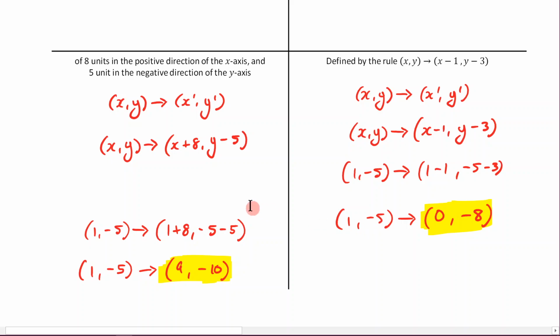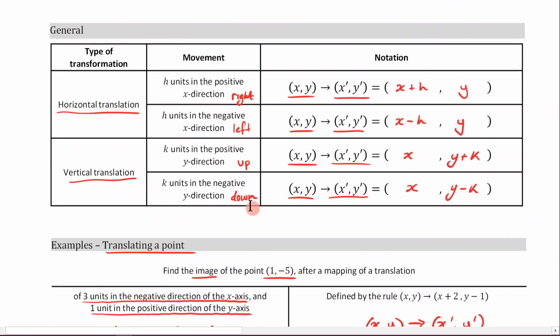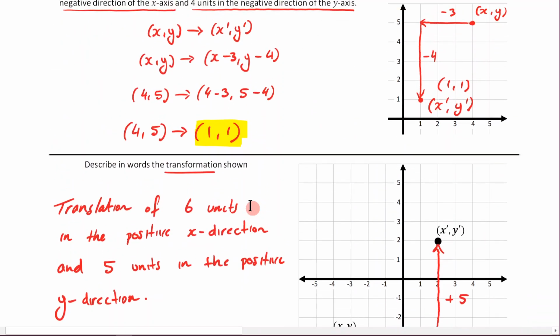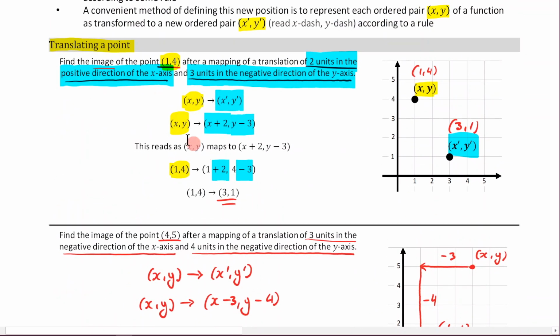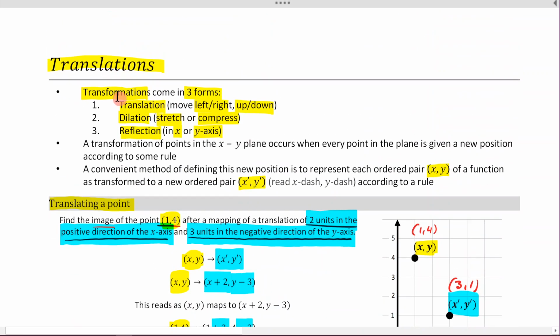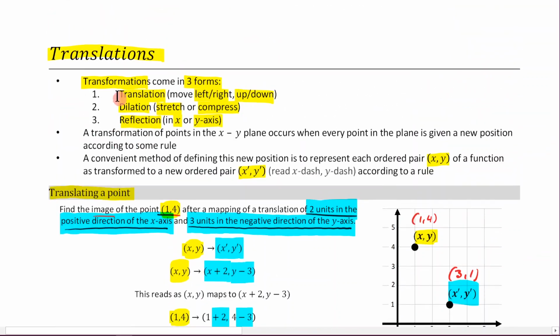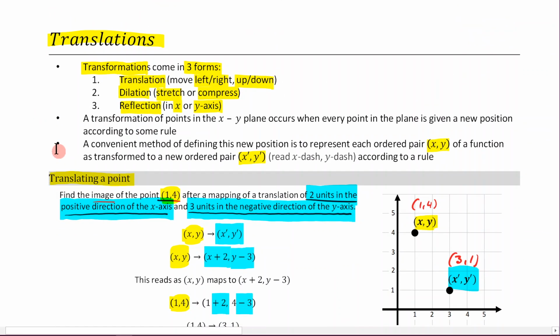Perfect. I'm going to pause this video here, and then in the next video, I'll go through part 2, which is going to be about not just translating a single point, but rather translating an entire graph. Hopefully you found this useful and you have a good grasp of translating a single point. I'll see you in the next video.